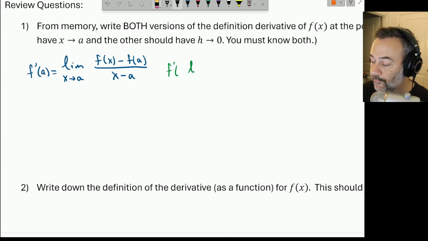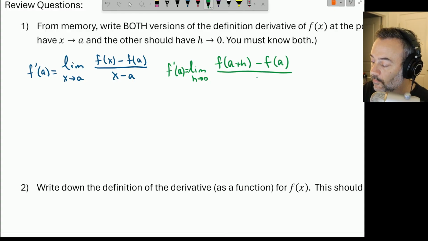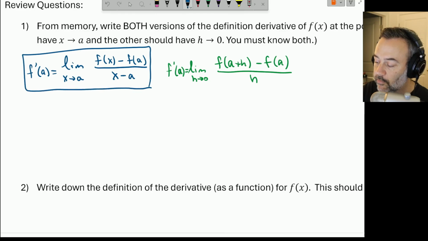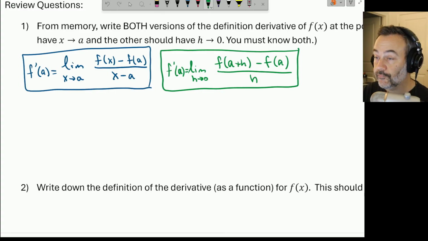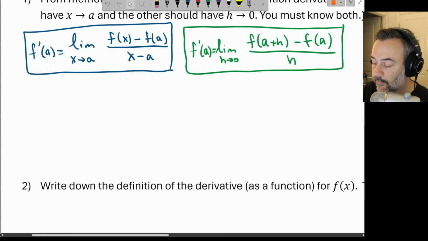And the limit definition can be written another way. F prime at a equals the limit as h goes to 0 of f of a plus h minus f of a all over h. Okay, you need to know both. You need to be able to use both. Okay, all right, double check. So these are limits at a point, so the result of this is a number. It's the slope of a tangent line.